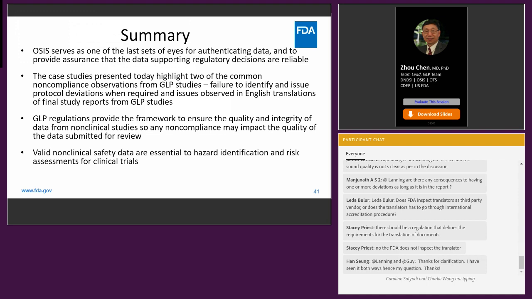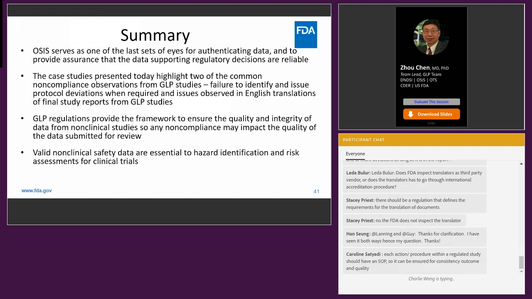The case studies presented today highlight two of the common non-compliance observations from GLP studies: failure to identify and issue protocol deviations when required, and the issues observed in English translations of final study reports from GLP studies.